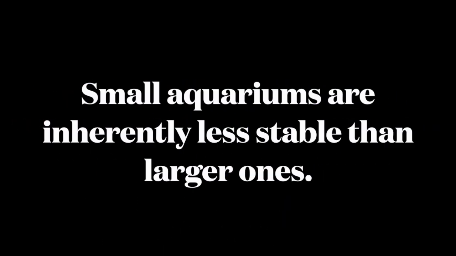Small aquariums are inherently less stable than larger ones. At one time, this could have been true because smaller tanks would cool down and heat up faster than larger aquariums. But today, this myth is really outdated, because with today's equipment and reliability of heaters, a small tank can be just as stable as a very large aquarium if properly maintained and has the correct number of occupants according to its bioload or biomass to volume capabilities.